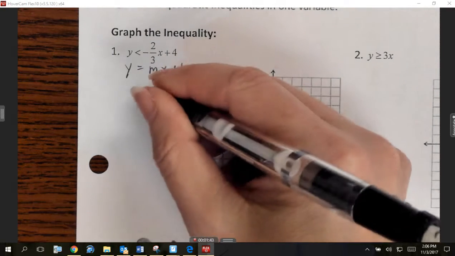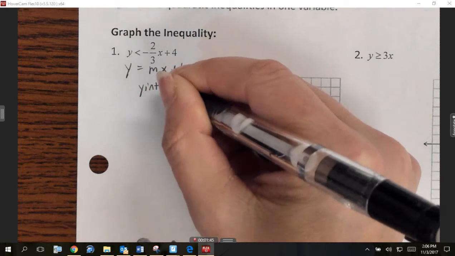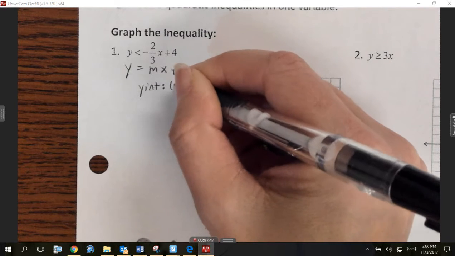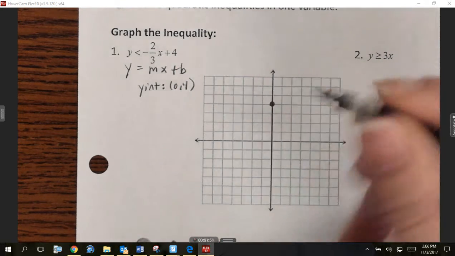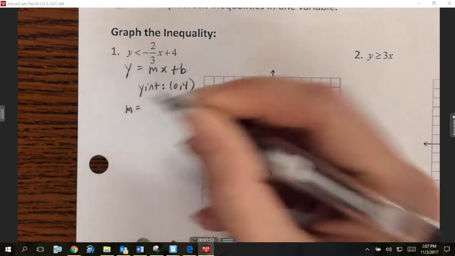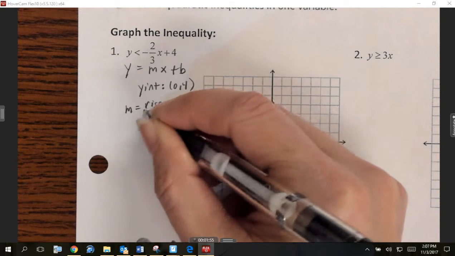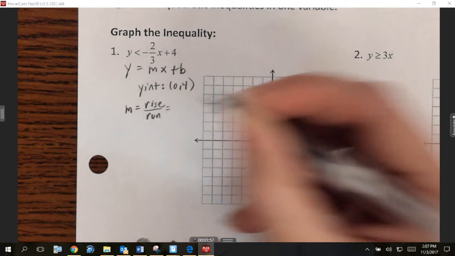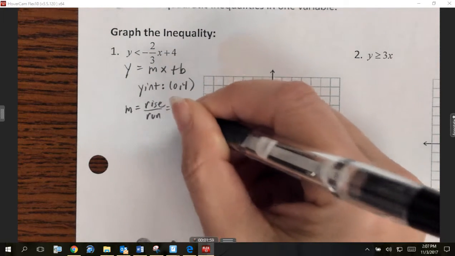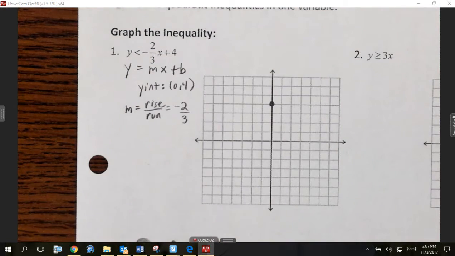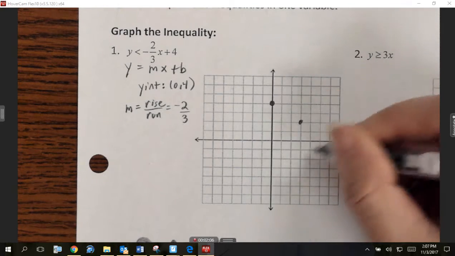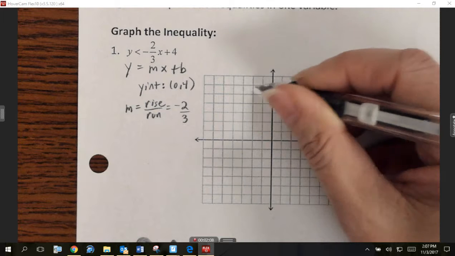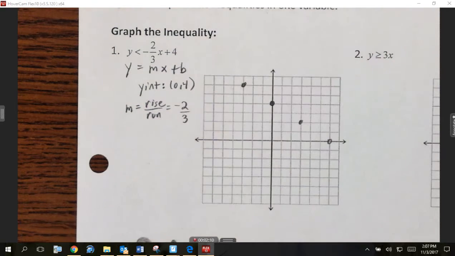So what is my y-intercept? 4. So (0, 4), I'm going to plot a point. And then from there, I'm going to use my slope, which remember is rise over run. What is my slope? It's negative 2/3. So from 4, we're going to go down 2 over 3. Down 2, over 3. Or up 2, left 3.